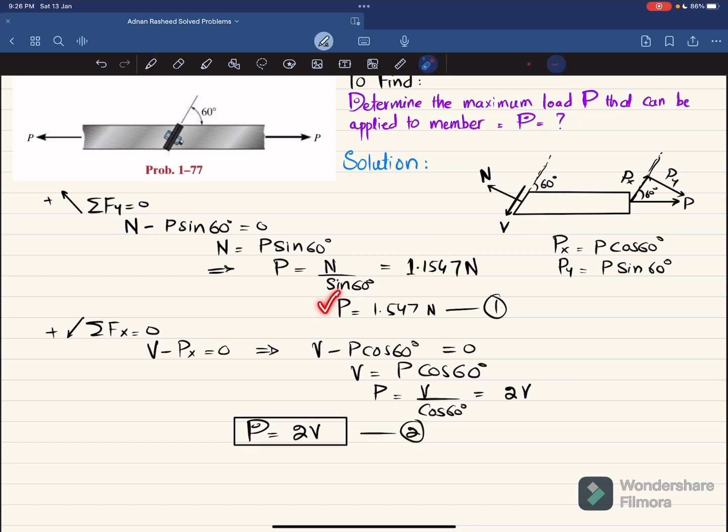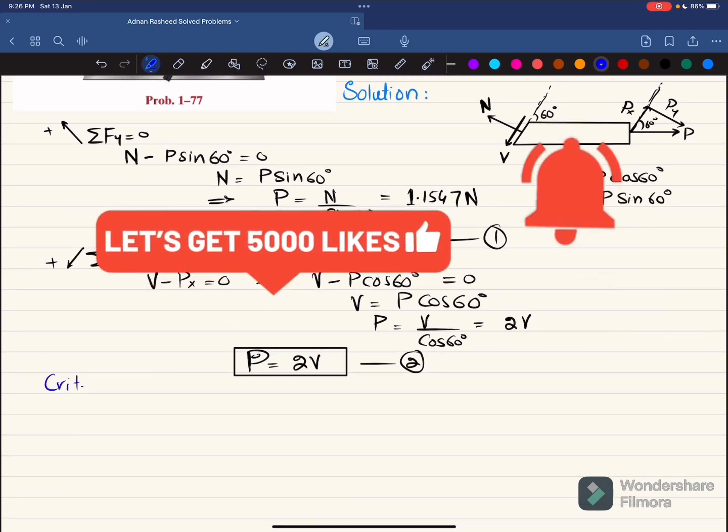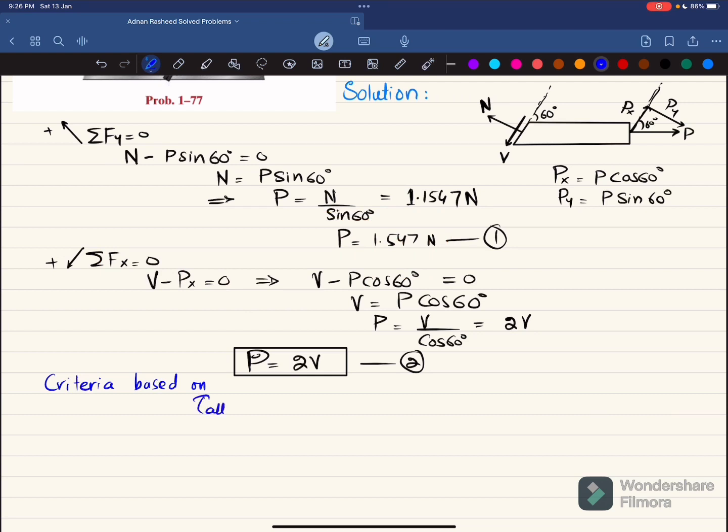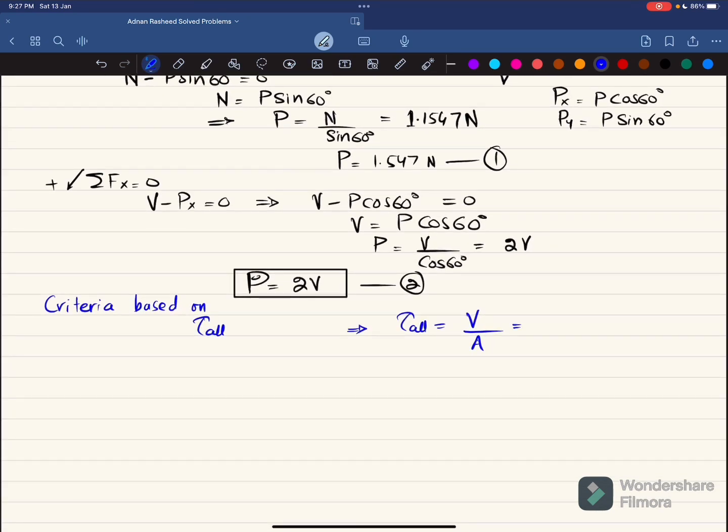Now you can see that here P is based on the normal force and here in 2 it is based on shear force. So what we are going to do is that we will first apply a criteria based on allowable shearing stress. We know that allowable shearing stress is equal to V divided by area. Since there are 2 bolts, one on this side and the other on the other side, we do not know V, so I will write V divided by 2 bolts.